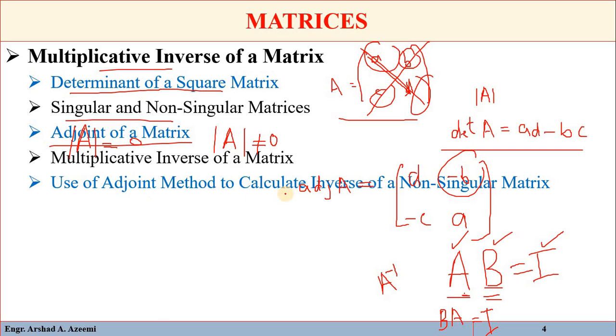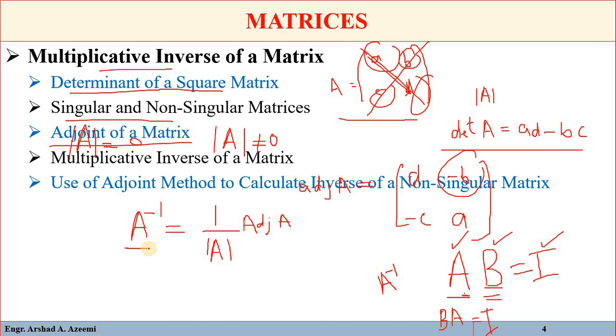Then we have the adjoint method to calculate the inverse of a non-singular matrix. Suppose we have a matrix A, then its multiplicative inverse will be equal to 1 over the determinant of that matrix multiplied by the adjoint of that matrix. We have to find the determinant of the matrix and then the adjoint of the matrix. So 1 over determinant of A multiplied by adjoint of A will be the multiplicative inverse of the given matrix.